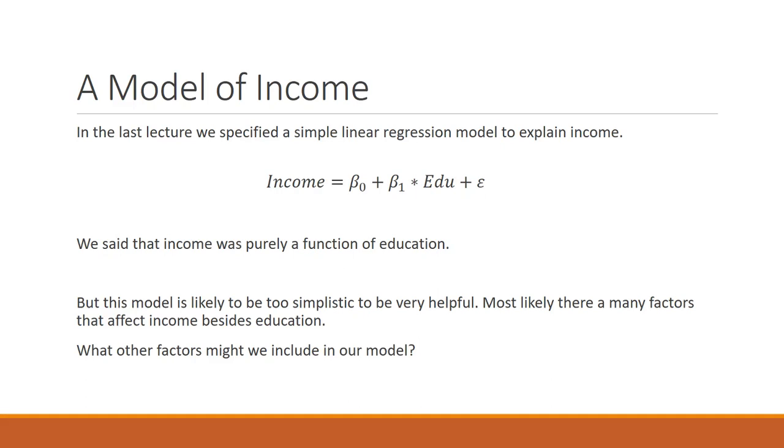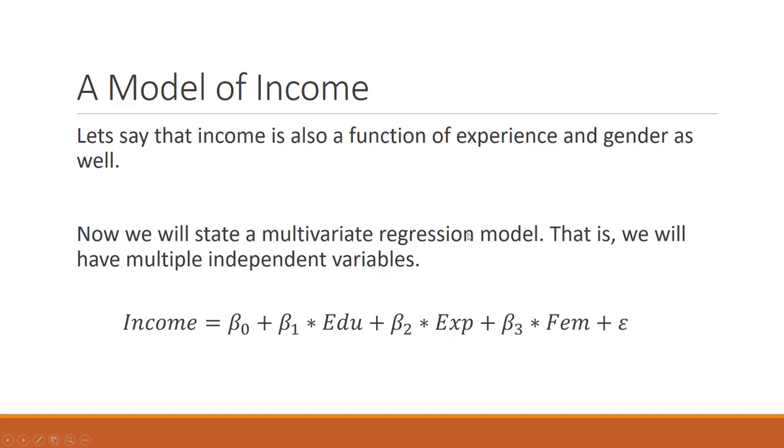Let's think about it first. What other factors might we include? How much money someone makes, someone's wage, might be affected by how many years of experience they have. It might be affected by what area of the country they live in or what sector they work in. It might be affected by their innate ability, their intelligence, their charisma. It might be affected by their social network. It might be affected by a lot of different factors. So a model that has only one independent variable is probably not going to do a very good job of explaining or predicting income. It's probably not going to be a very good model. Well, let's think of some other things.